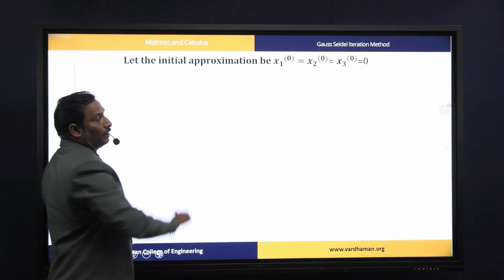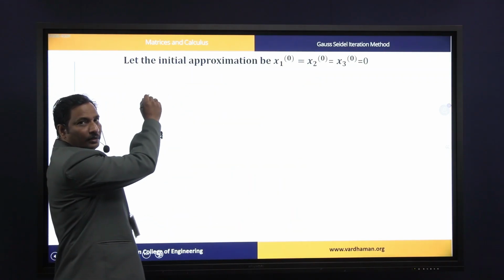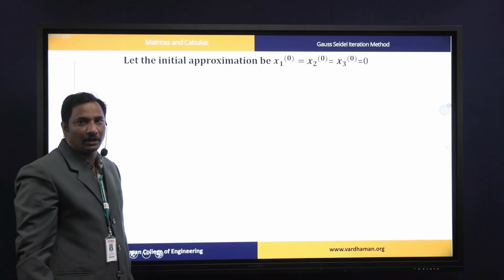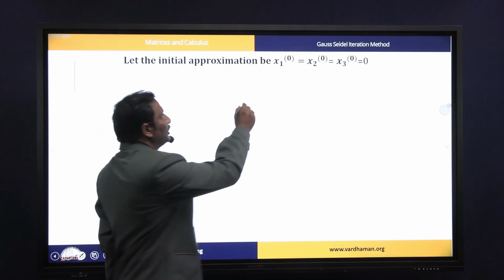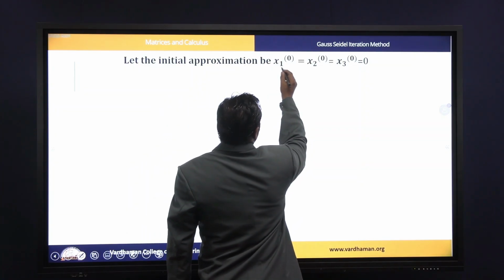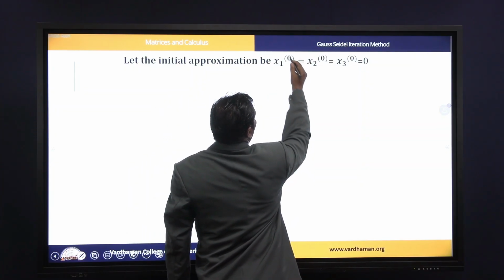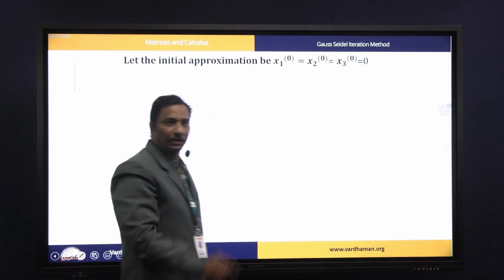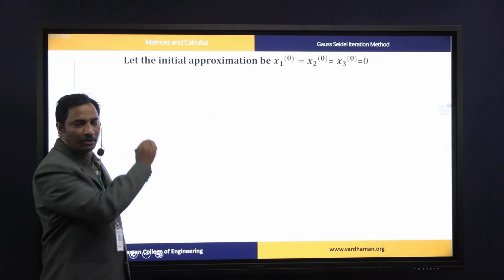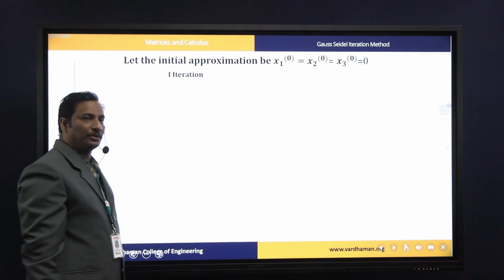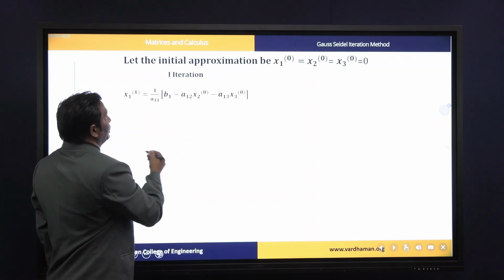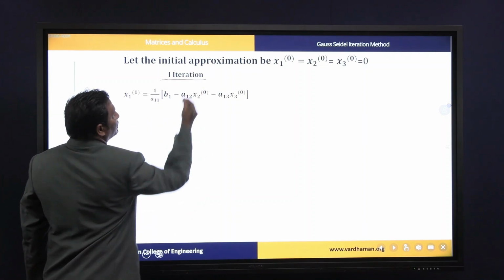While finding the solutions by iteration, initially we need to consider an approximation. So we take the initial approximations of x1, x2 and x3 as 0. In all the cases, we consider the initial approximations as 0, starting from 0 itself. Next, we come to the first iteration.